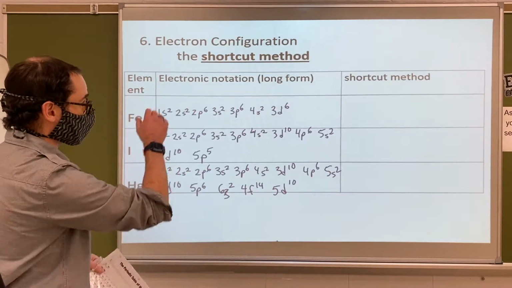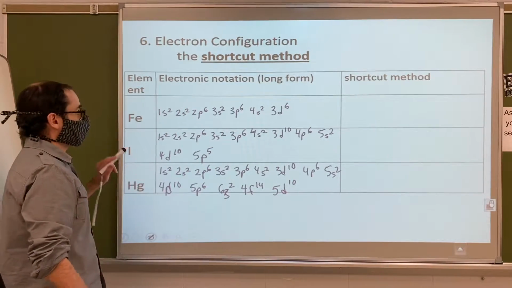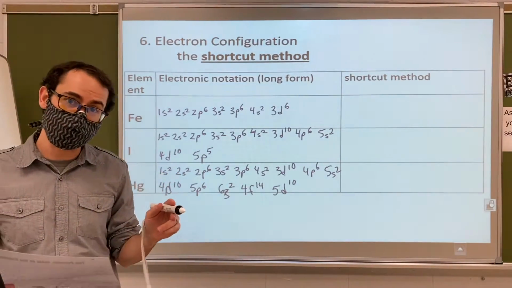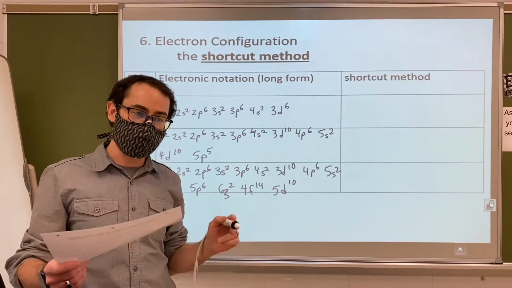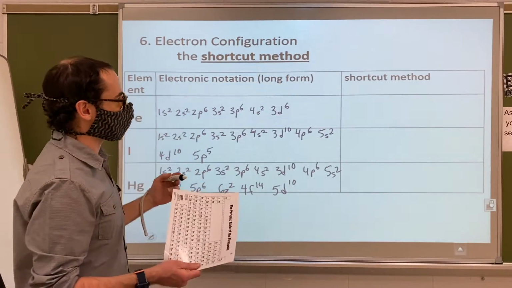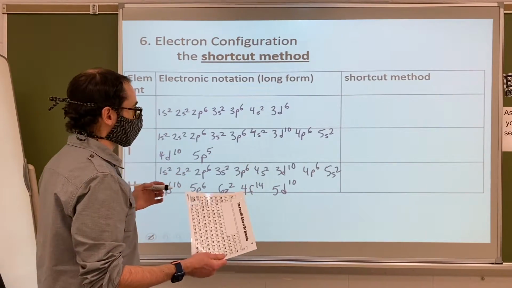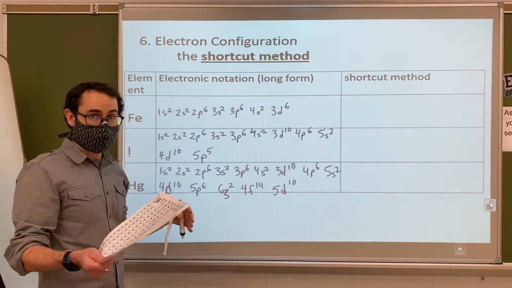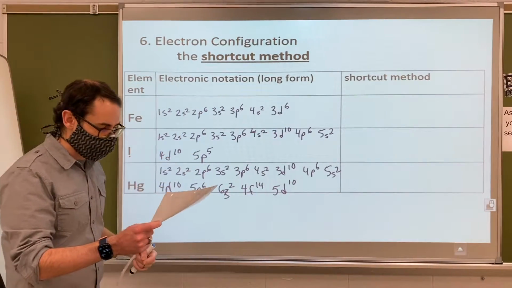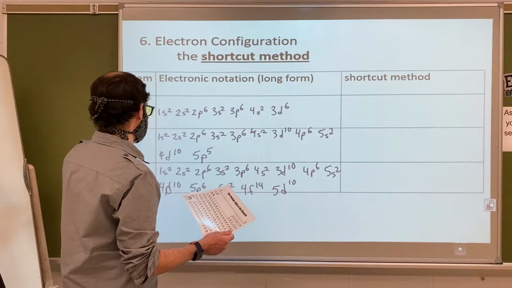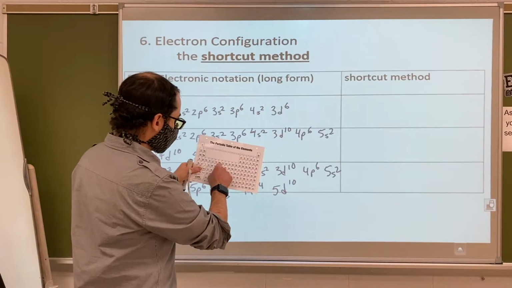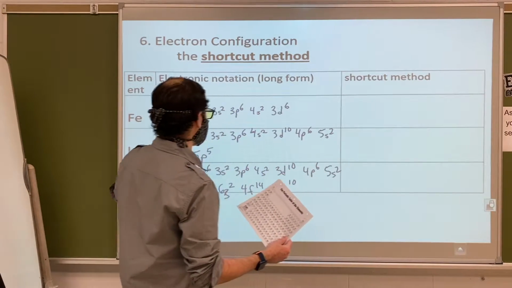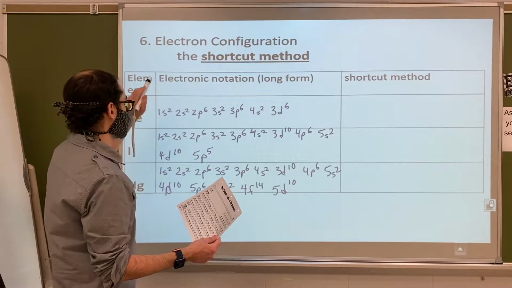Okay, so let's talk about the shortcut method. Now, the shortcut method is all about using variables. So if you could imagine that each of the noble gases is a variable that we can use, can you replace part of this with a noble gas? And I'll show you what I mean by this. If we take a look at where iron is on the periodic table, the noble gas that comes before it is argon. So I'm going to write argon's electron configuration right above here.